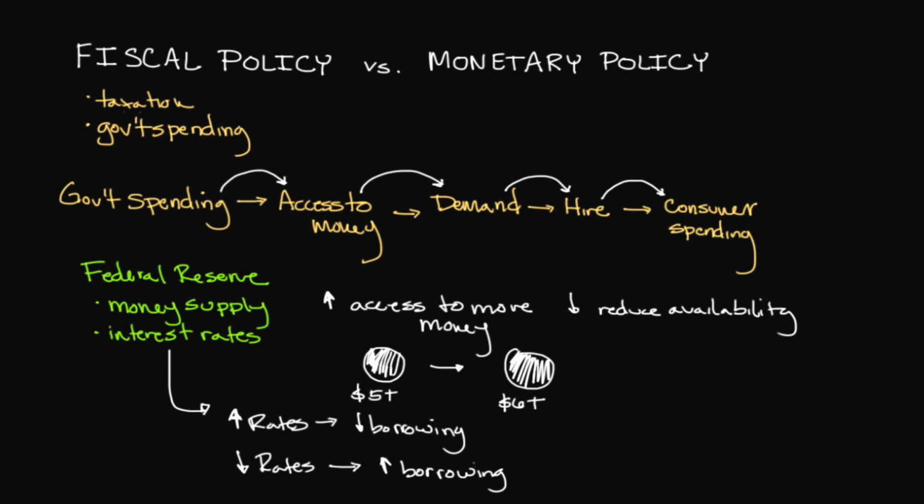And so really the focus here, at least for the takeaway, would be fiscal policy, primarily controlled by executive and legislative branches, involves influencing the economy through taxation and government spending, while monetary policy is controlled by the Federal Reserve, and that is trying to influence the economy through the supply of money, or the available supply of money, as well as through interest rates.